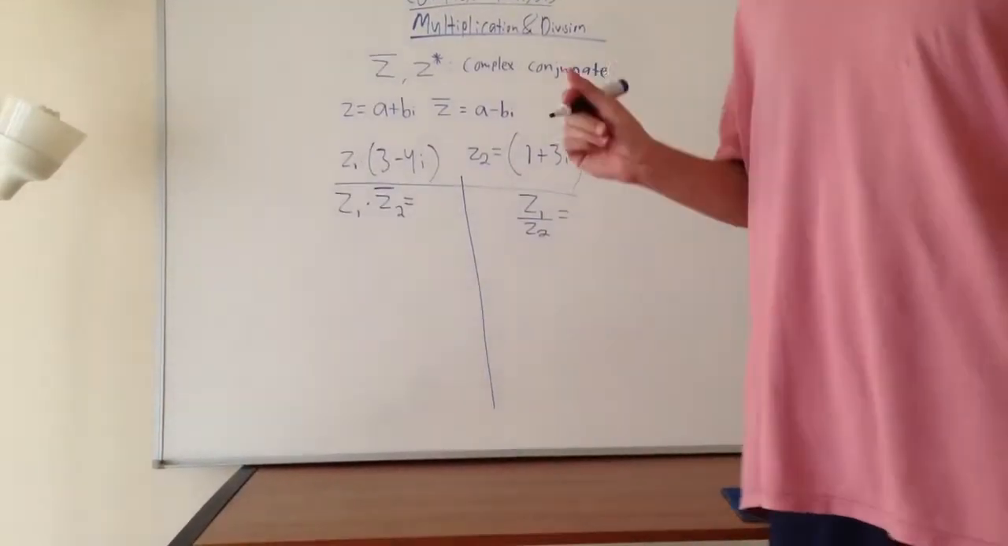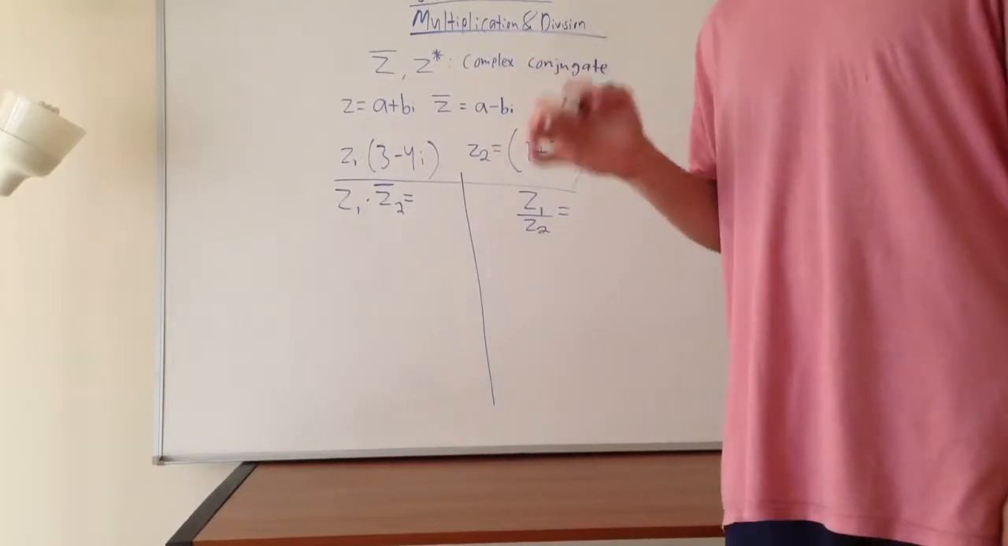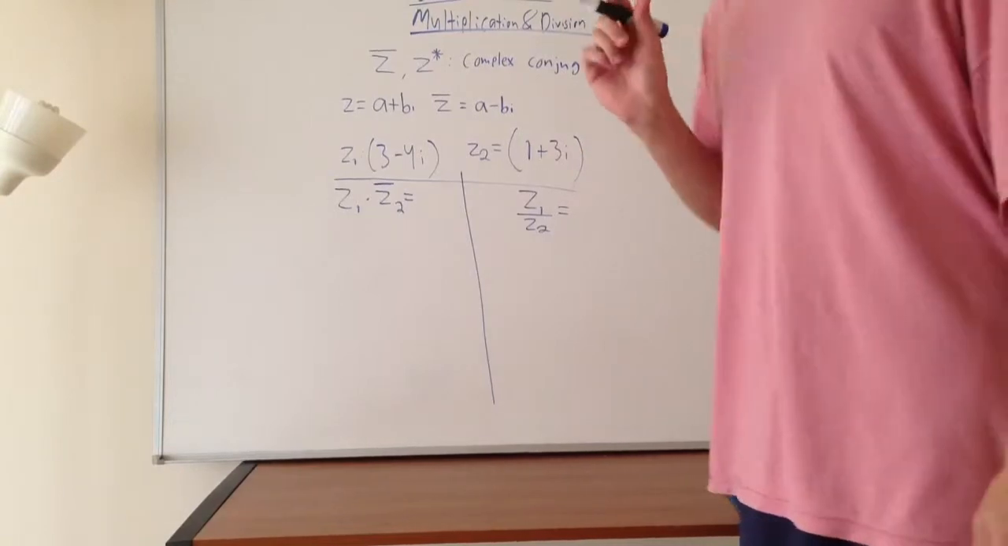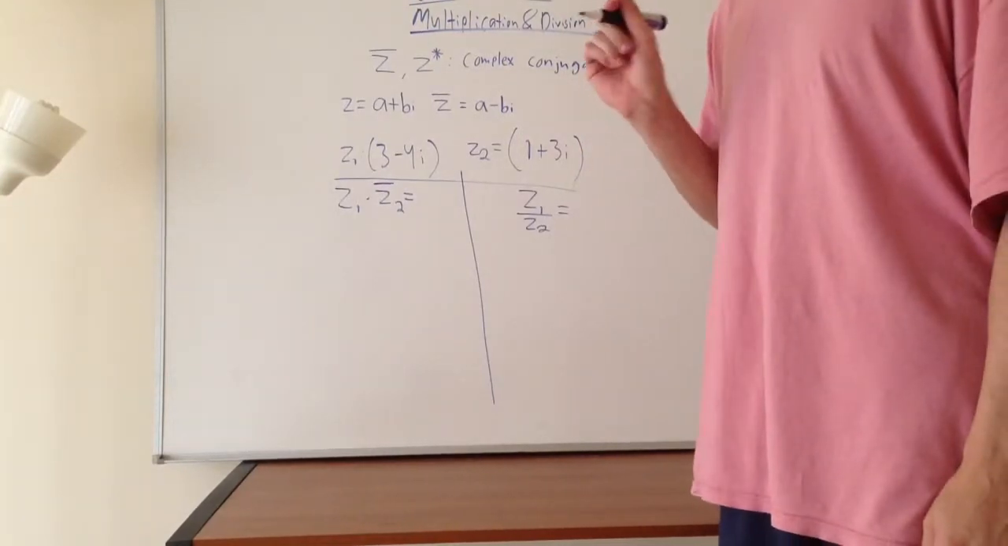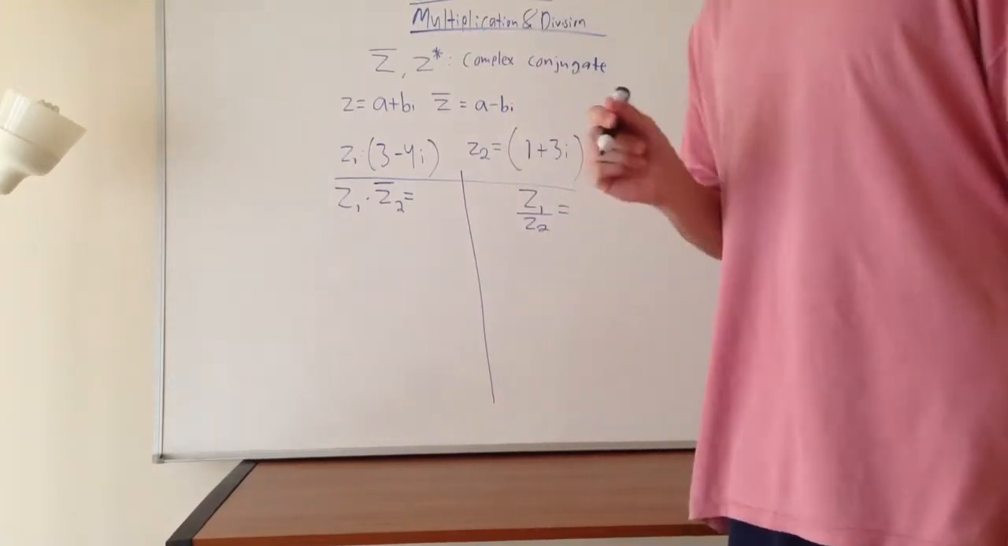Alright, so in this video I'll be talking about multiplication and division of complex numbers. In the previous one we looked at addition and subtraction, so it makes sense to get right into multiplication and division. One thing that's different in complex analysis from real analysis is that there's something called a complex conjugate.